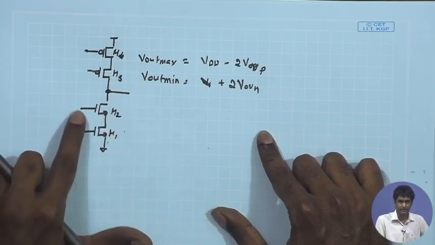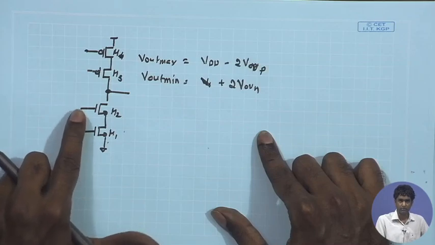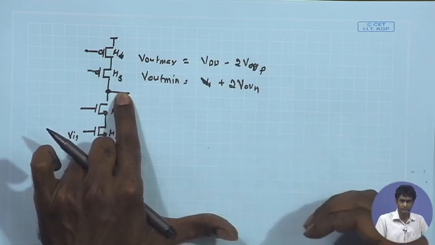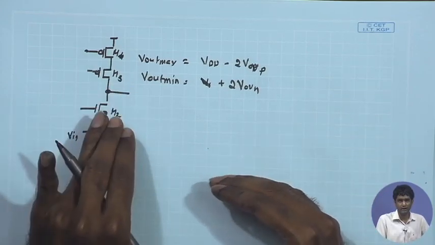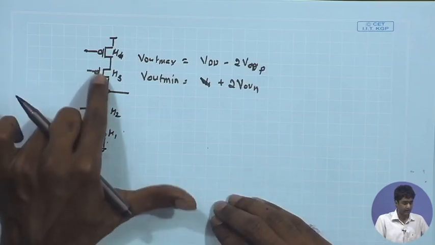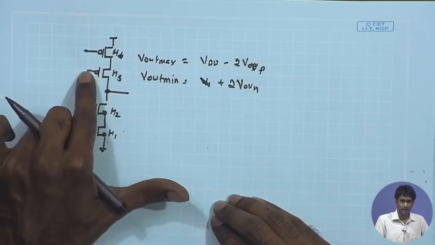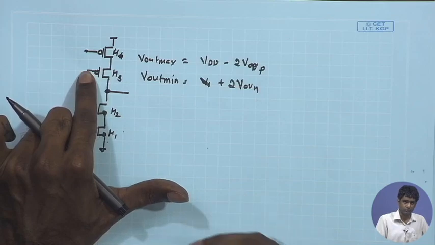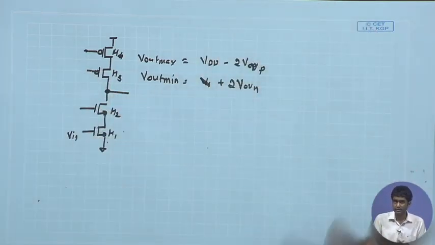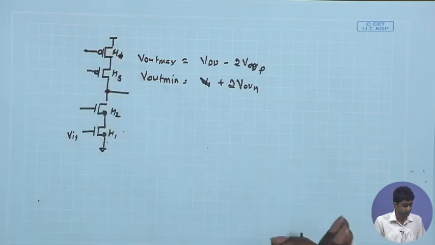Likewise, if I keep the DC bias voltage at the gate of M2 at the lowest possible value, I can get the V out min to the lowest possible value. So in order to minimize the V out min, I would like to keep the gate voltage of M2 as low as possible, and I would also like to keep the gate voltage of M3 as high as possible so as to maximize V out max. That was a summary of the discussion that we had last day on signal swing.